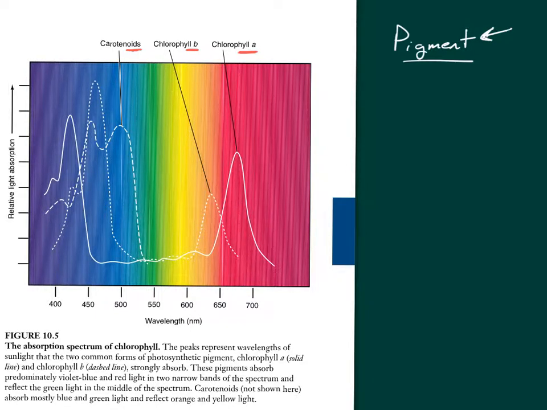There's three of them. There's chlorophyll A, chlorophyll B, and carotenoids. There's more than three, but these are the three we're going to talk about. Are we clear? So they're different colors, right? So chlorophyll A is when you see this line go up.